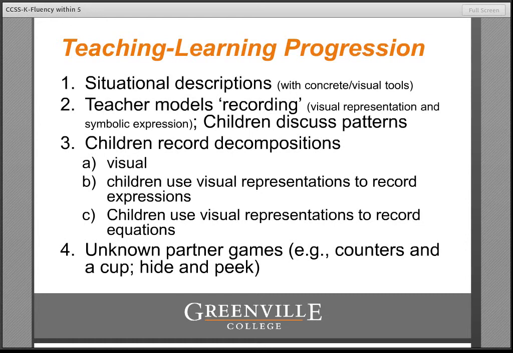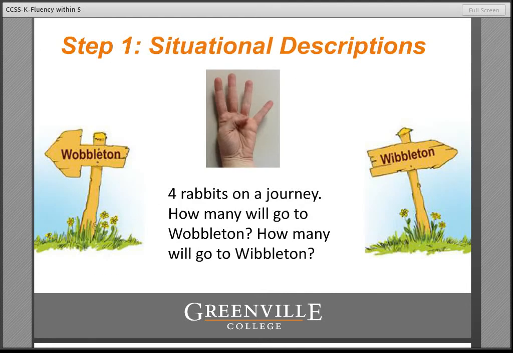Then the children learn to record the decompositions for themselves. They've seen us modeling, and initially they can record visually, then they can do visuals with expressions, and then eventually visuals with equations. And when they've had that basis of understanding, we can then move into unknown partner games. The unknown partner games essentially are subtractive in nature, so that helps build the relationship on the subtractive end. It's a missing addend problem, in other words. Okay, so we're going to go through each of those, starting with situational descriptions.